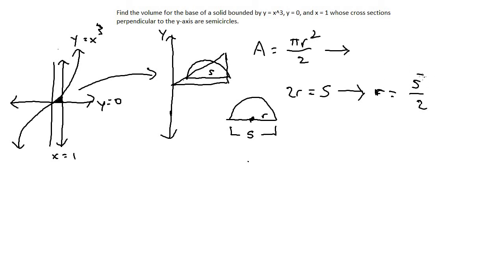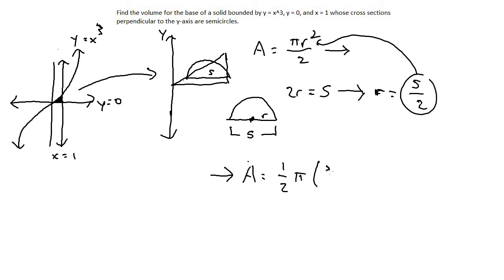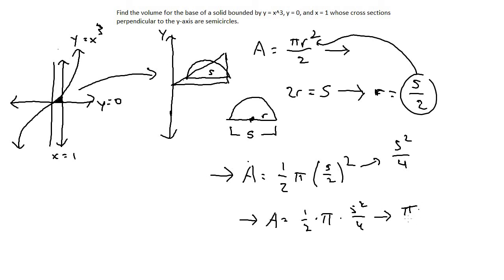Now we can take this and sub it in for r. So the area will equal, I'm going to bring out the 1/2, 1/2 pi times r squared, which is equal to S over 2 squared. S over 2 squared is the same thing as S squared over 2 squared, which is 4. So the area will equal 1/2 times pi times S squared over 4. I can multiply 2 and 4, so I get pi over 8 times S squared as my area.